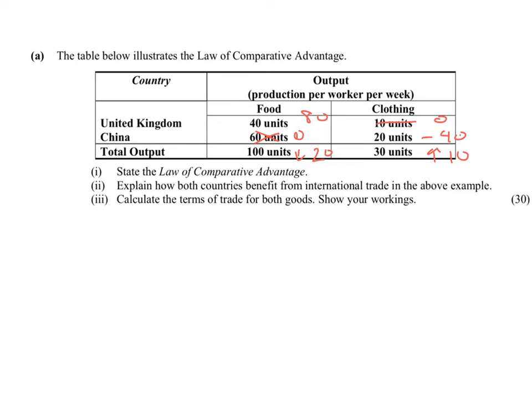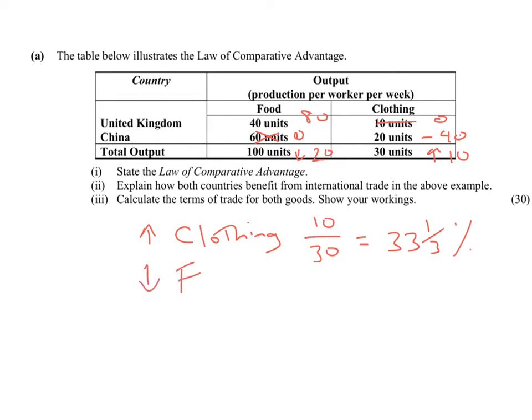So the increase in clothing is 10 over the original amount, 30, which is 33.33%, whereas the decrease in food is 20 over 100, the original amount, which is 20%. So again, the world is better off.